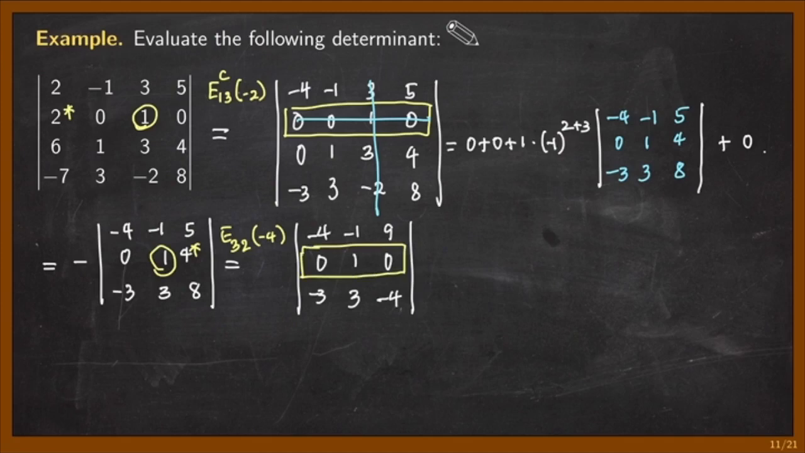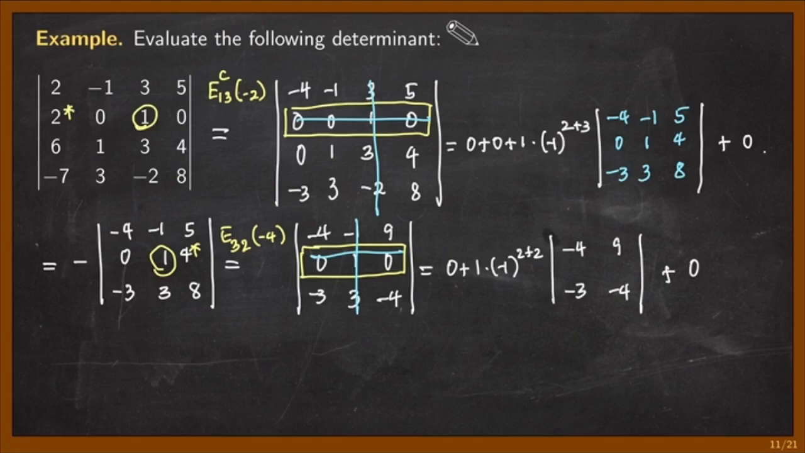second row. Expanding along the second row, we get 0 plus 1 times negative 1 raised to 2 plus 2, times the determinant of the matrix obtained by deleting this, so you get negative 4, 9, negative 3, negative 4, plus 0. Finally, because this is just a 2 by 2 determinant, we can now do it by hand. So this is just going to be the determinant of negative 4, 9, negative 3, negative 4.